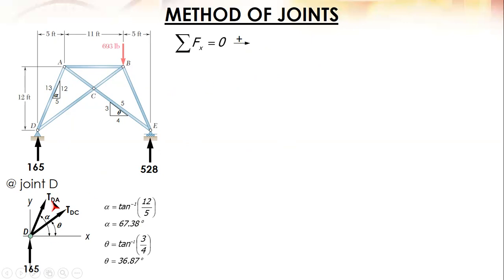Now, the components of TDA and TDC along the x-axis are both directed to the right, so positive ang duha. TDC cosine 36.87 plus TDA cosine alpha. Okay, next, summation of force sa y. Since first quadrant, ang y component sa duha ka forces are all directed upward. So positive ang duha. 165 is positive also.